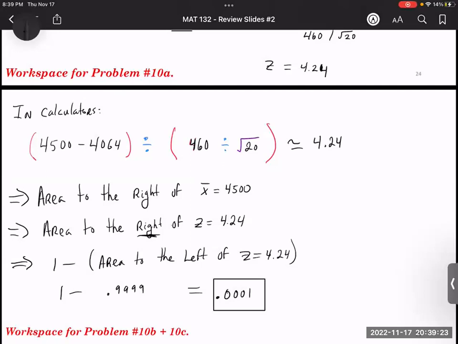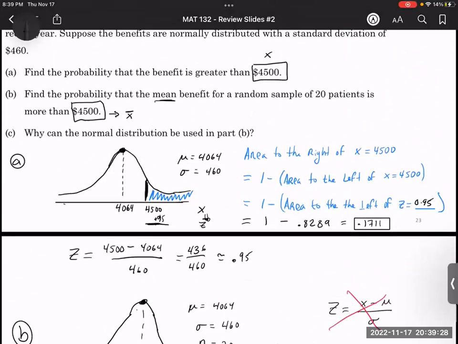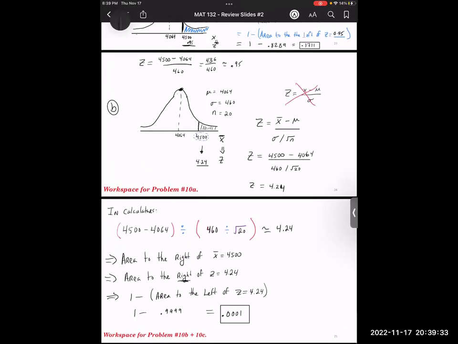All right, so we did part B. Now let's just do part C and we call it a day. Part C says, why can the normal distribution be used in part B? You see, one thing to note is that one of the properties about the central limit theorem is that n has to be greater than 30. But was n greater than 30 in part B? Meaning, was our sample size bigger than 30? No, the sample size was 20.